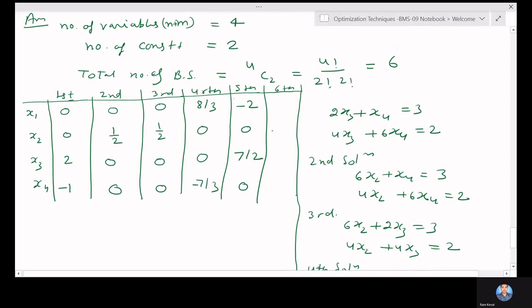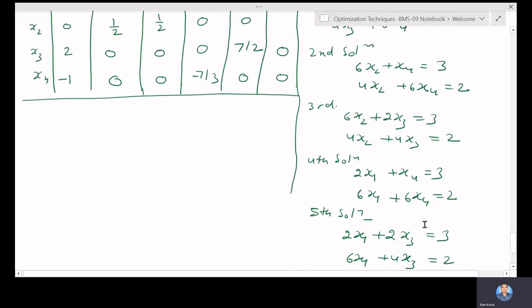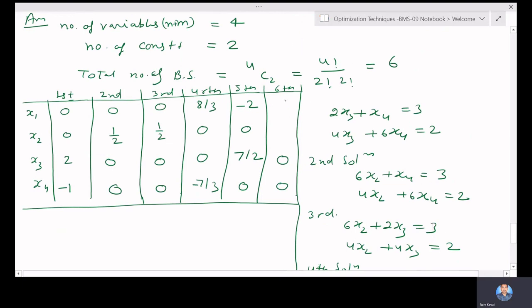Similarly, for the sixth solution, put x3 equal to 0 and x4 equal to 0. So the equations become 2x1 plus 6x2 equal to 3 and 6x1 plus 4x2 equal to 2. If we solve these equations, we simply get x1 equal to 0 and x2 equal to half.